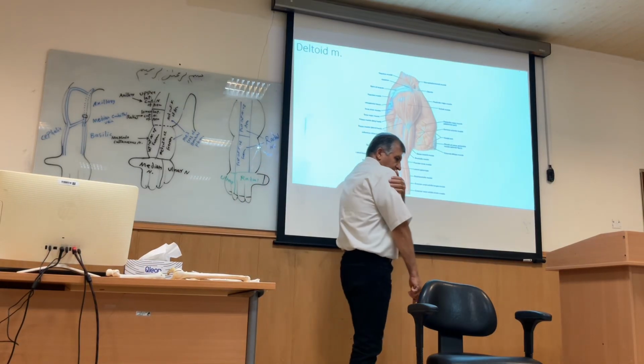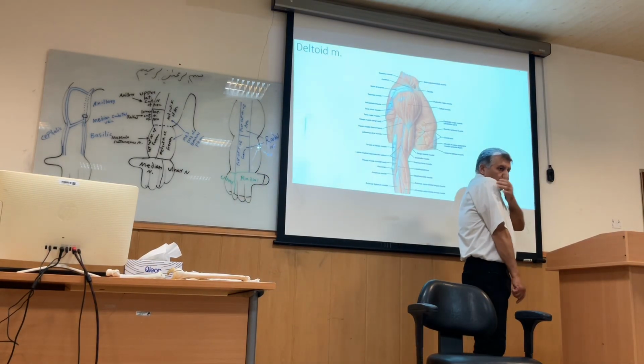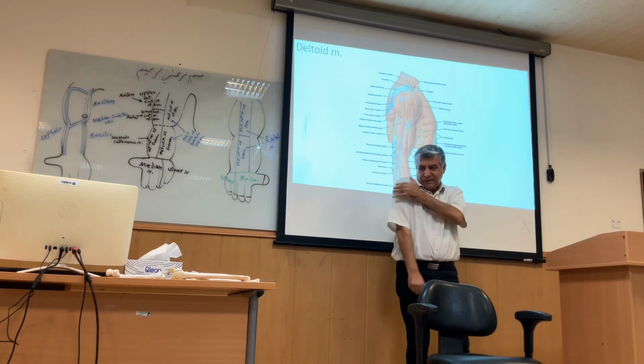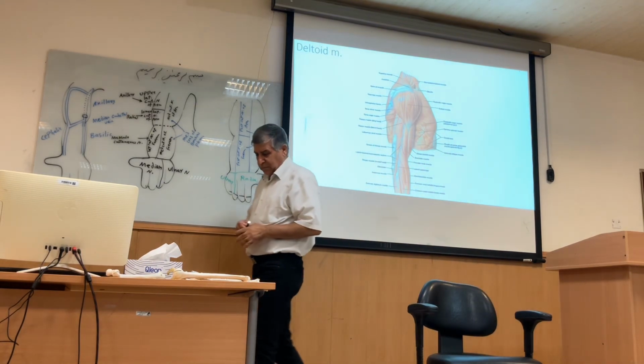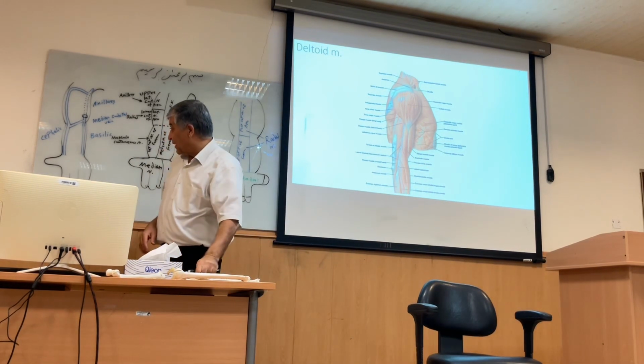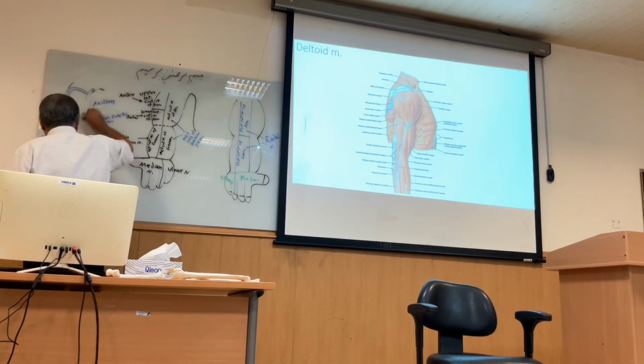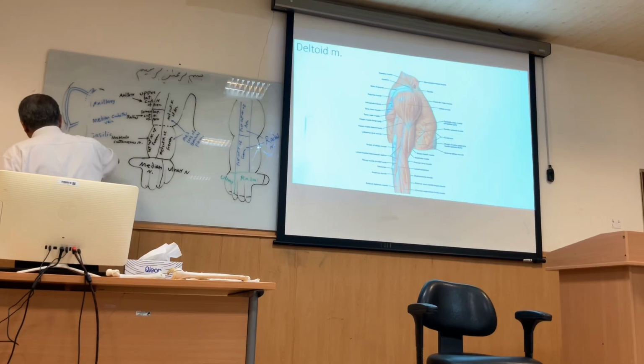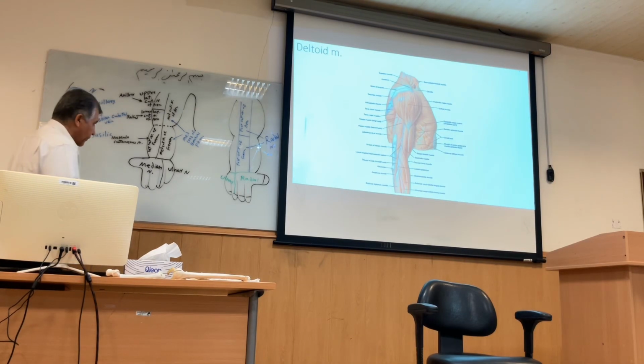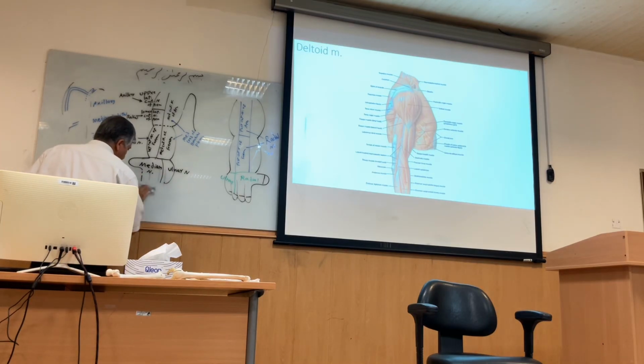Laterally, you can see this muscle. What is this muscle? Deltoid muscle. The deltoid muscle originates from the acromion, okay? Scapular spine.